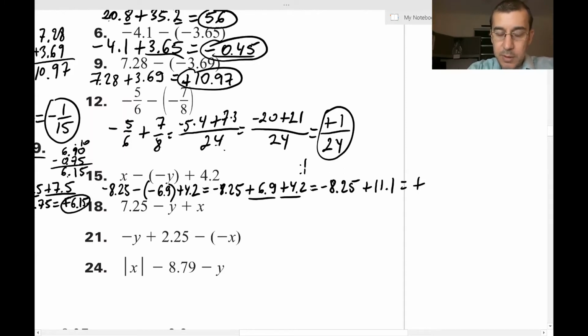So let's do it here on the side. If you can't do it in 1 or 2 seconds, then you do it on the side. This is 8.25.